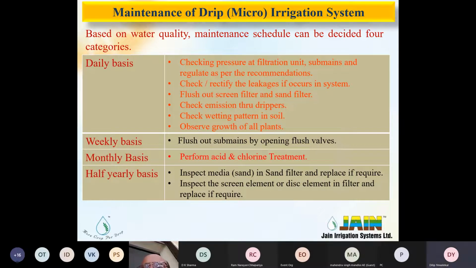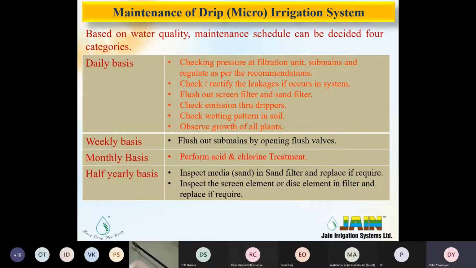Now under this maintenance, based on the water quality, the maintenance schedule can be decided, like whether to do the maintenance on a daily basis, weekly basis, monthly basis, or half yearly. This depends on the quality of water. On a daily basis, check the pressure at the filtration system and submain. Like if you are using a vehicle, car or motorbike, then every day you check the fuel and the tire pressure. In the same way, before switching on the irrigation system, the pressure has to be checked at the filtration.